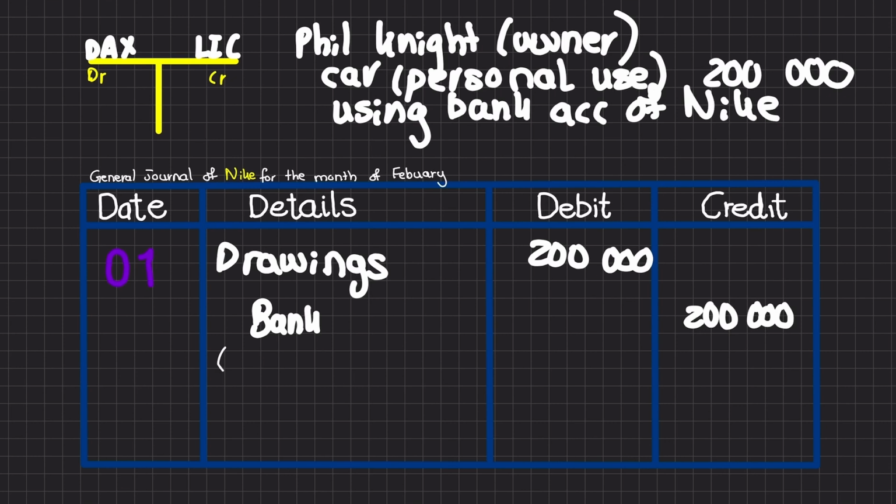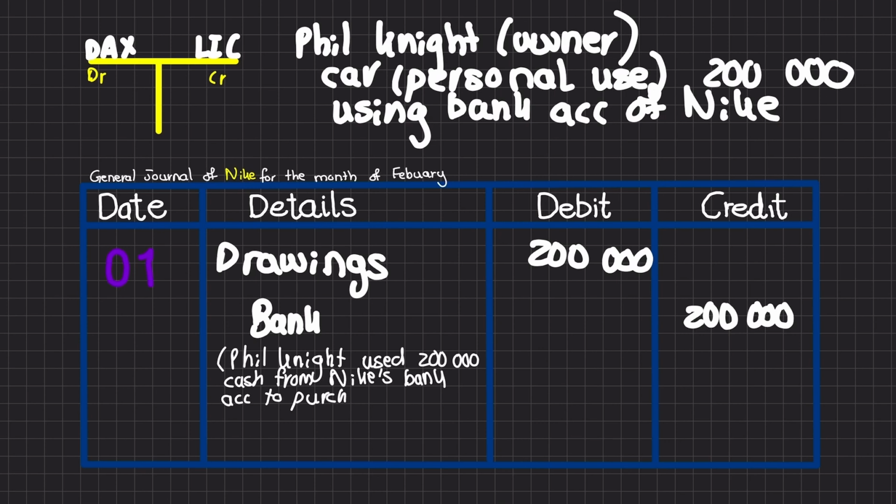And then we can finally say Fortnite, the owner, okay, used 200,000 cash from Nike's bank account to purchase a car for personal use. Now, however, if the car was now being used for Nike, that would then be an asset.